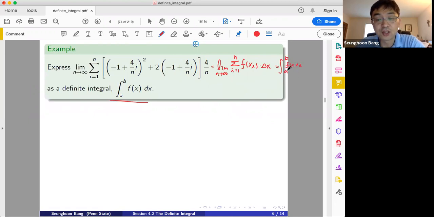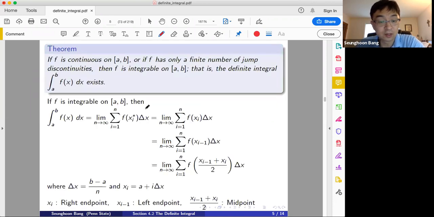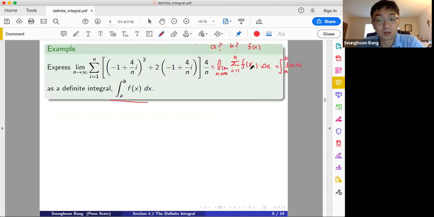So if you change this kind of thing, you have to find a. What is a? What is the upper limit b? What is f of x? You need to find these. How can you find a and b? You can use the previous definition. What's delta x? It is (b minus a) over n. Xi is a plus i times delta x. That is right here, so you can replace.